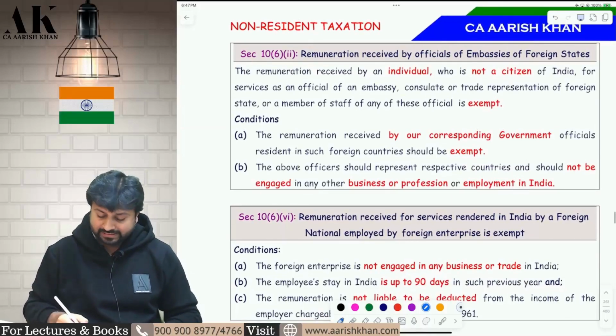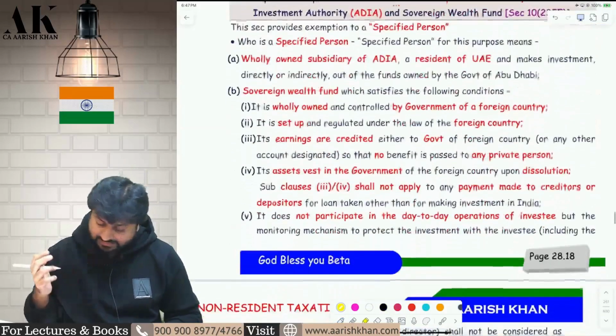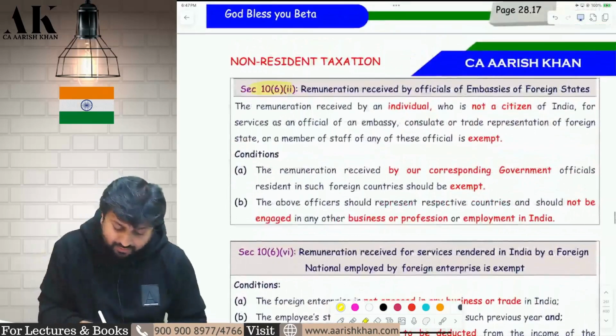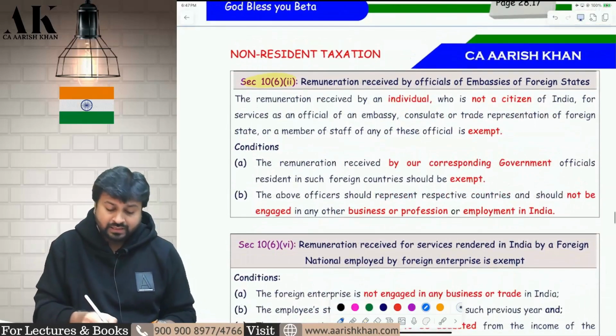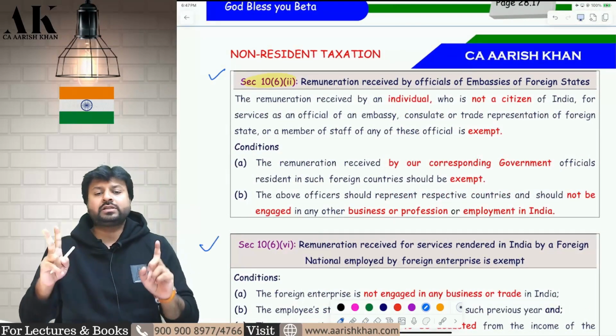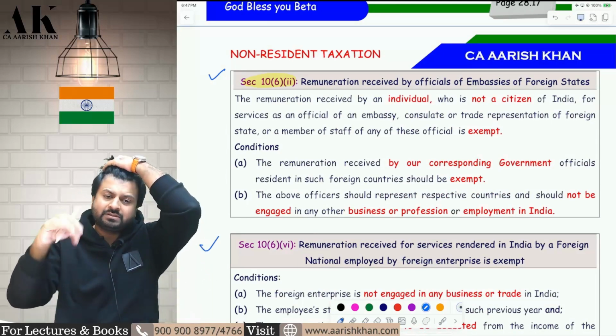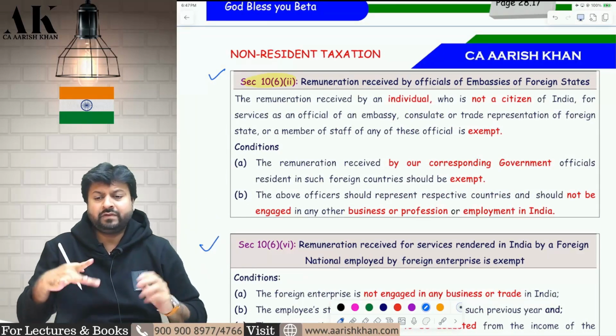That is section 10(6)(ii) and section 10(6)(vi). This is very important for examination. As I have told you, remember these 2 points for exam. These 2 points are extremely important for your CA final exams. The rest of the section 10 exemptions are not very important for exam.